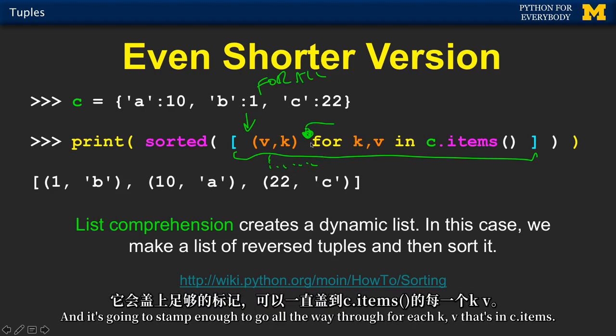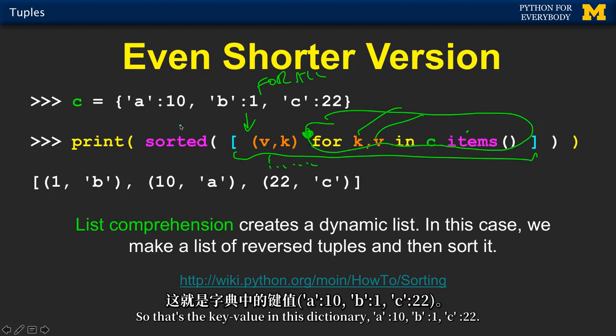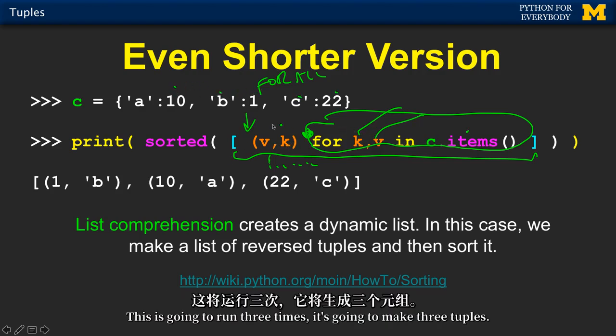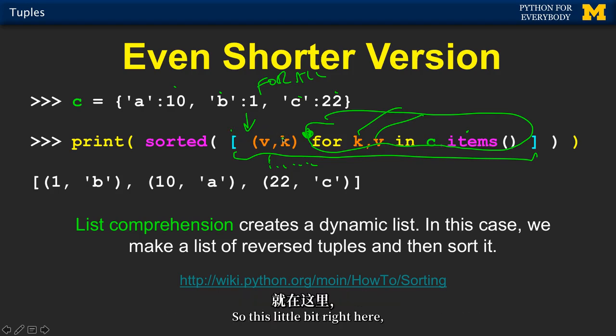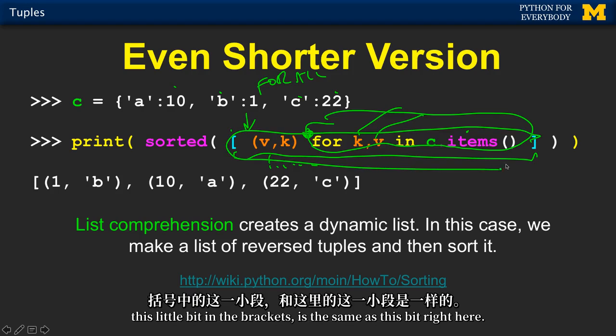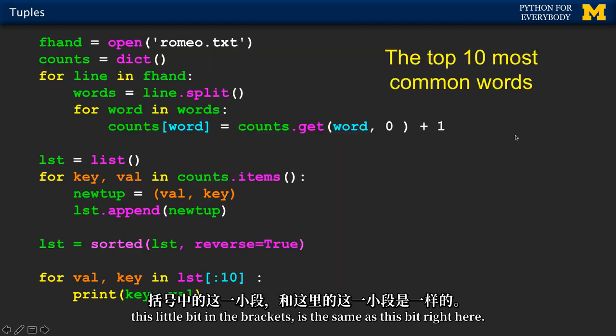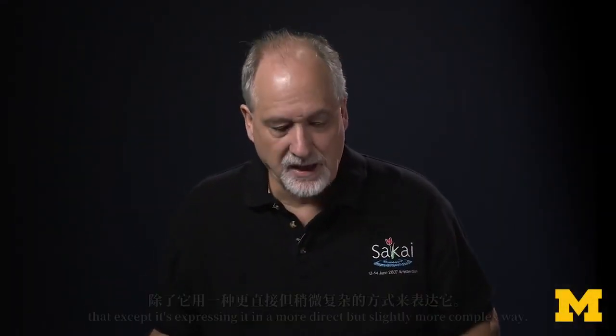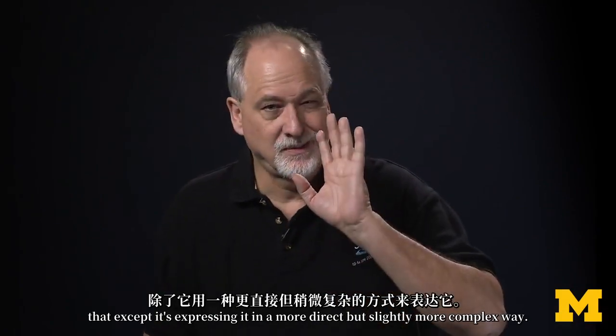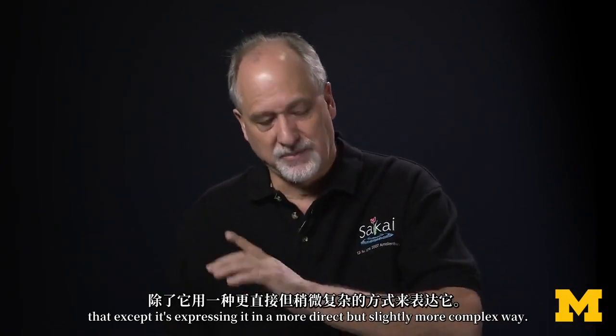And it's going to stamp enough to go all the way through for each KV that's in C items. So that's the key value in this dictionary. A10, B1, C22. This is going to run three times. It's going to make three tuples. But this list is going to have them flipped. So this little bit in the brackets is the same as this bit right here. It is basically the same as doing that, except it's expressing it in a more direct but slightly more complex way.